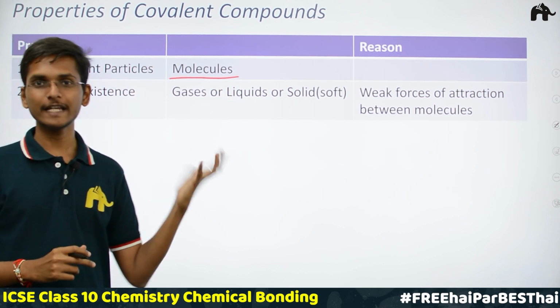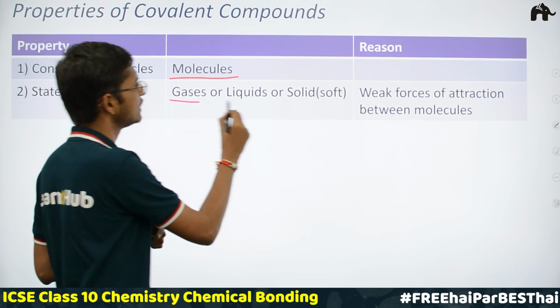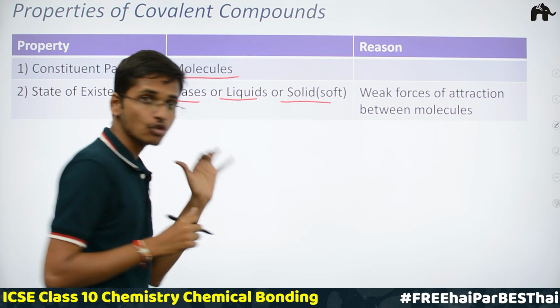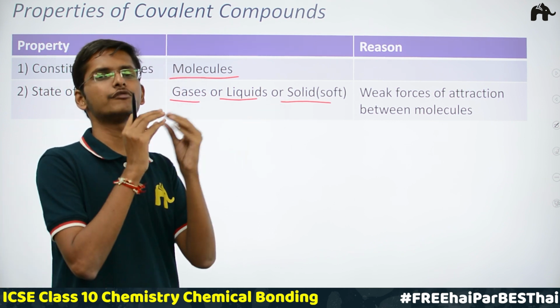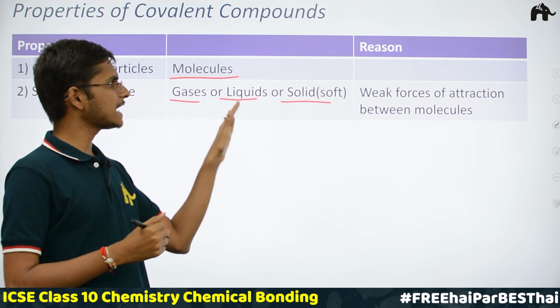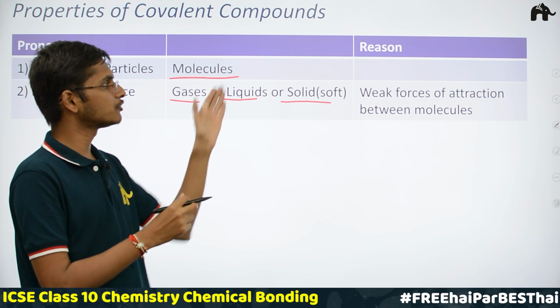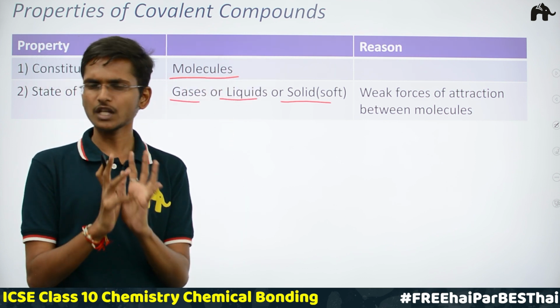Next is state of existence. In which state do they exist? They exist in gaseous state, liquid state, or solid state, but in solid state they are very soft. Now, why is this so? Why do they exist as gases, liquids, or soft solids? The reason is very simple.